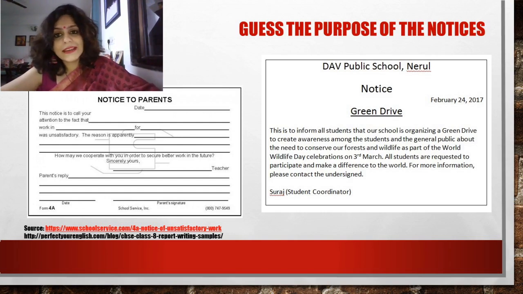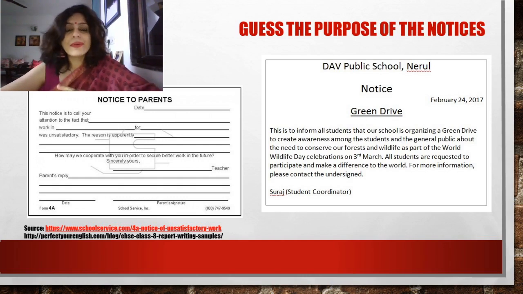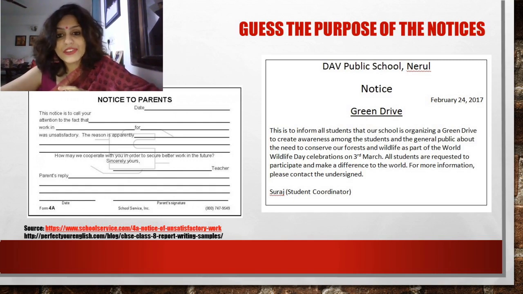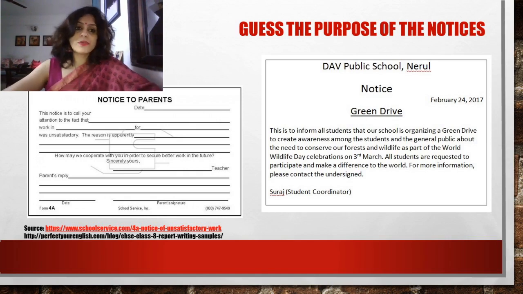The notice to your right is DAV Public School Nerul. So this is also a school notice, but it's a different kind of notice. So if you see, it has a title which is called Green Drive. So we know it's got something to do maybe with nature or something with the environment, right? And just pay attention to the language. This is to inform all students that our school is organizing a green drive to create awareness among the students and the general public about the need to conserve our forests and wildlife as part of the World Wildlife Day celebrations on 3rd March. So it's clearly an environment related notice, right?